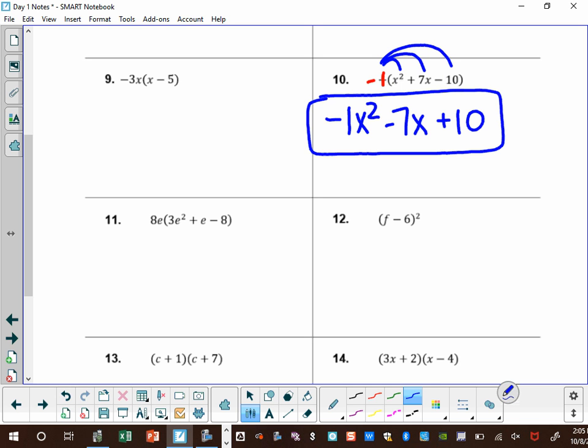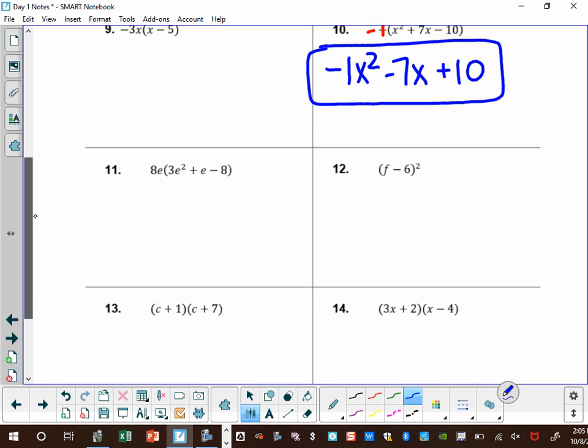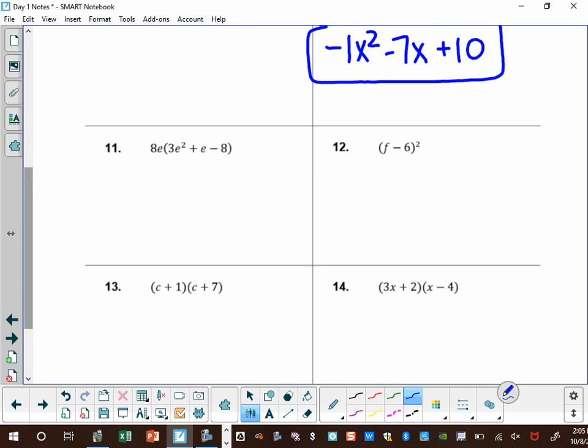All right, let's get number 11. On number 11, I'm going to distribute 8e times 3e squared. So first, let's do our numbers. What's 8 times 3? 24. And then what is e times e squared? Well, you're multiplying them. Yes. So we have e cubed.